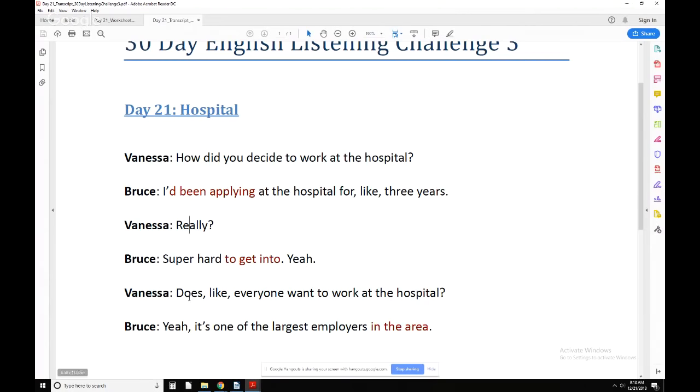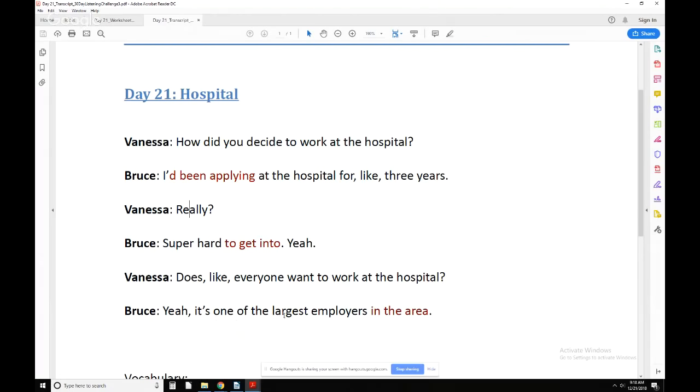Yeah. Then I say, does like everyone want to work at the hospital? I'm trying to find a reason. Why did it take 3 years? And he said, yeah, it's one of the largest employers in the area. Here we have that wonderful phrase, employers in the area. In the area. Did you get all of this?